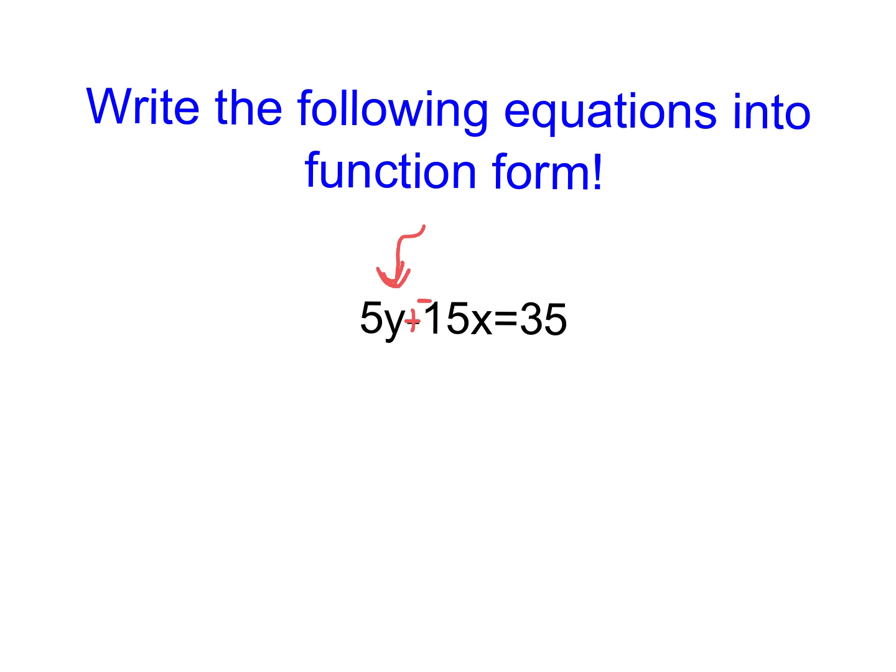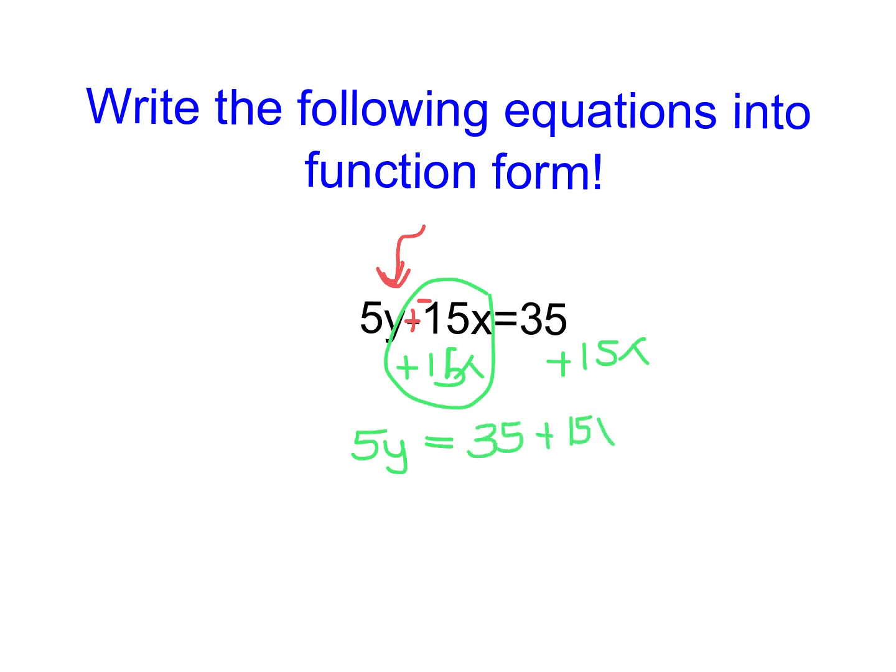So our goal is to undo this negative 15x. So we're going to start by adding 15x to each side. So by adding 15x to each side, my goal is to undo that negative 15x, which I do because negative 15x plus 15x is equal to 0. So we now have 5y is equal to 35 plus 15x.